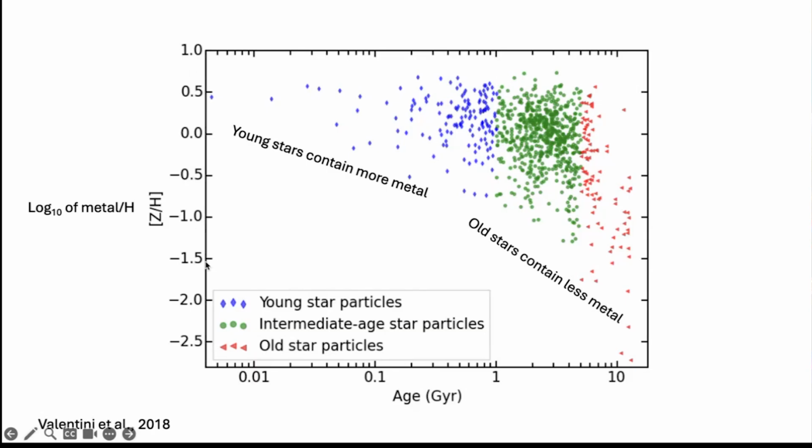It's only 3.5 log cycles, so it's not a big range. But what you can see is old stars contain less metal, young stars contain more metal. Does anybody have an opinion why that's true? Anybody got an idea?